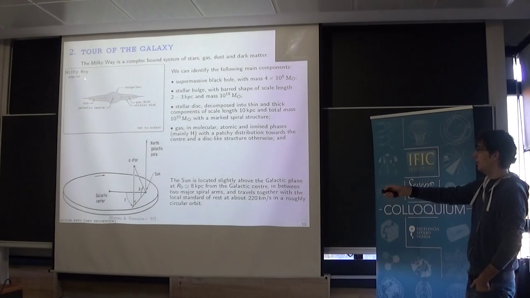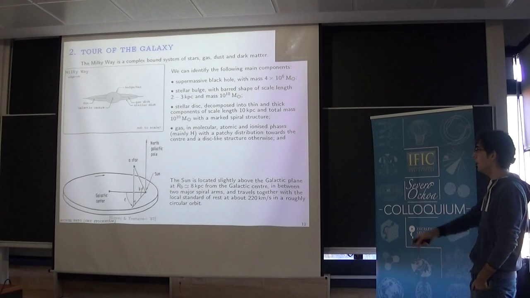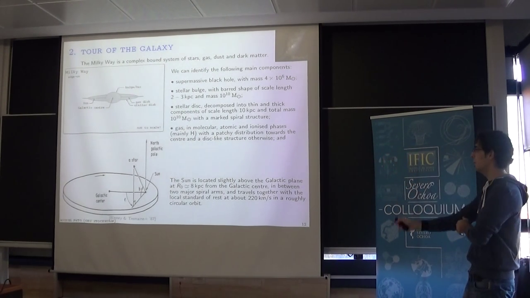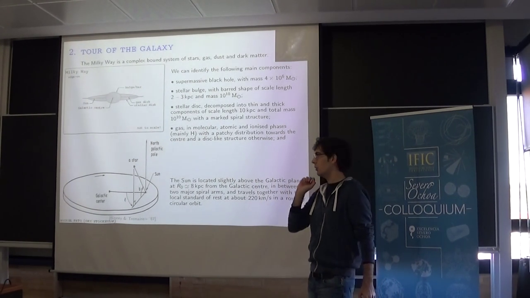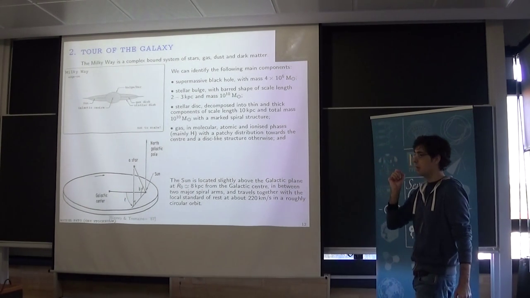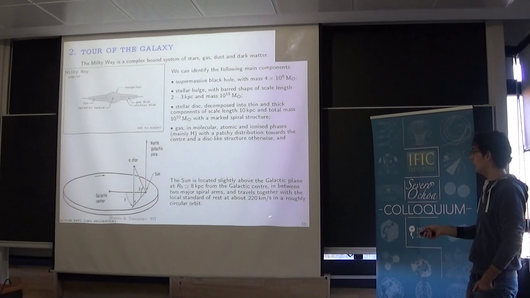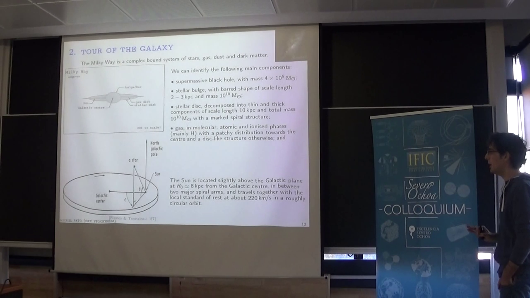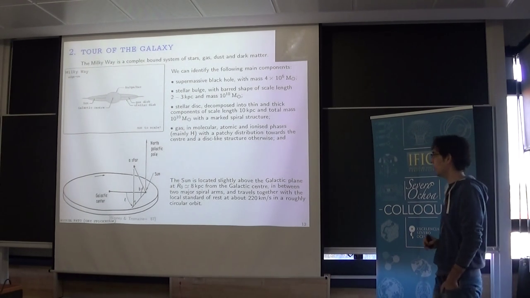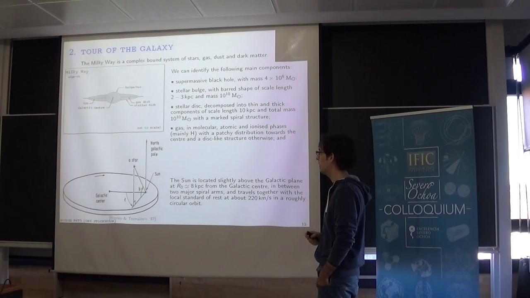Now, in all of this, the Sun and the solar system are around 8 kiloparsecs from the galactic center, and the Sun is traveling in a more or less circular orbit around the galactic center at a velocity of around 220 kilometers per second. Now, these are just numbers for you to keep in mind. They are uncertain as of today, but it's good to have an order of magnitude.